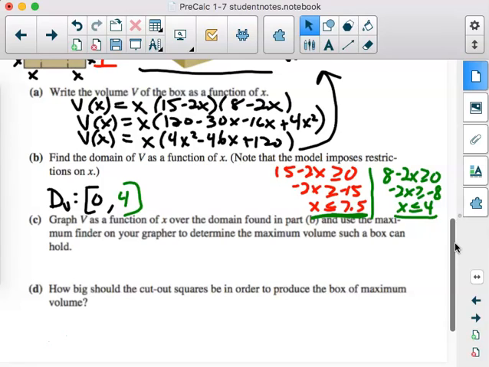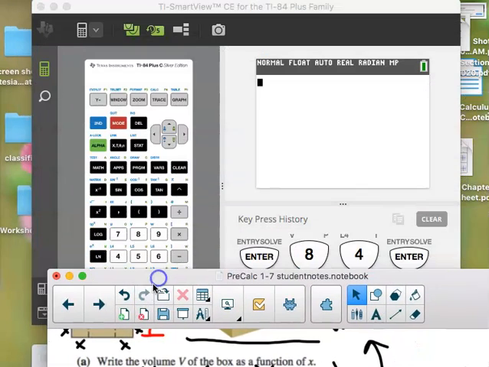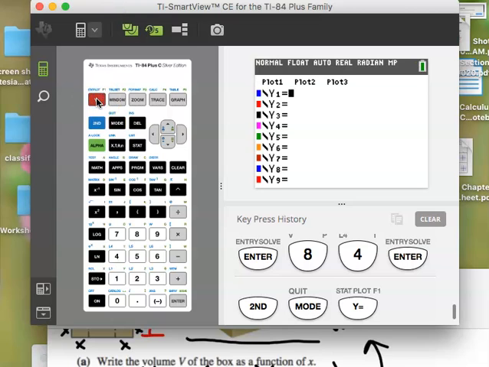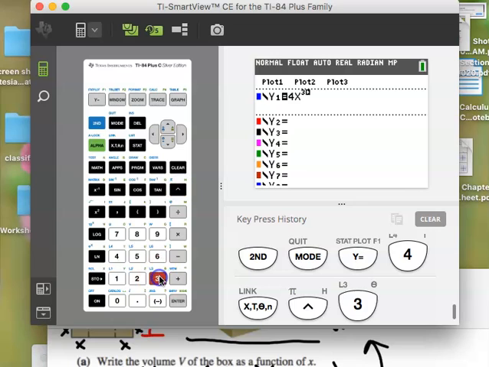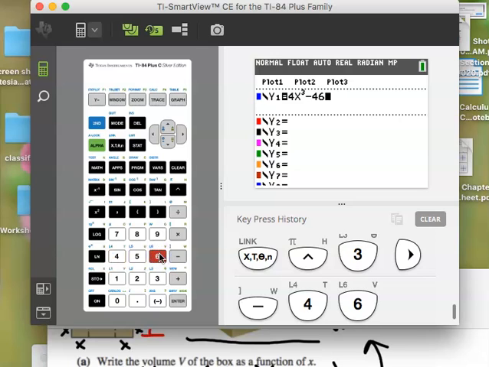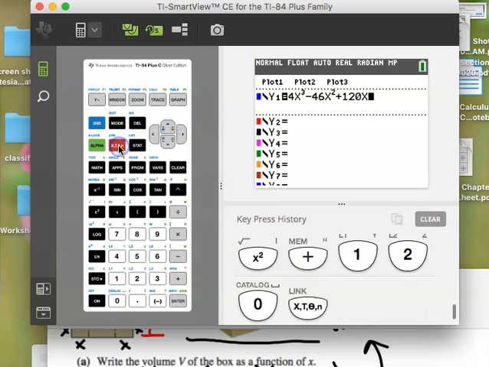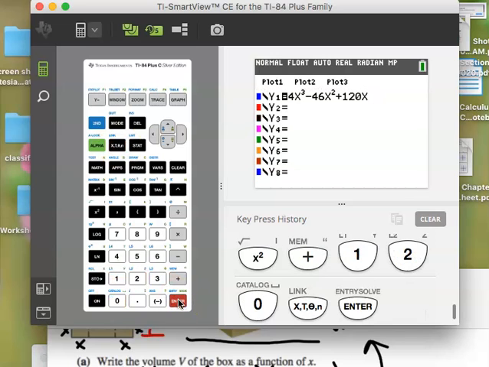All right, then C. Graph V as a function of x over the domain that you just found in part B, from 0 to 4, and use the maximum finder of your grapher to determine the maximum volume that such a box can hold. Okay, so we need to get into the graphing calculator and put in our cubic formula. Y equals 4x cubed, minus 46x squared plus 120x. I'm just double checking real quick that that's punched in right.